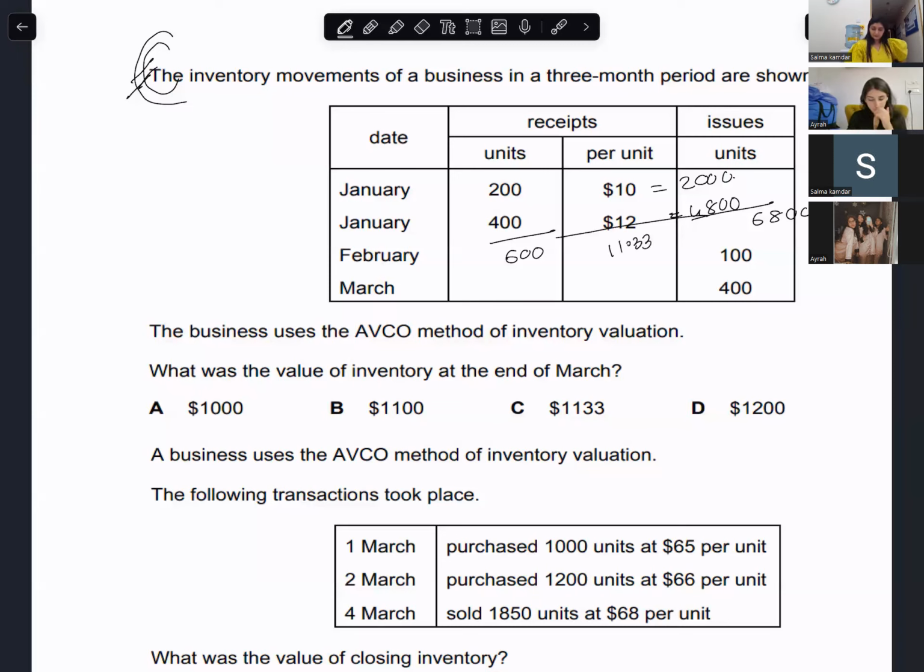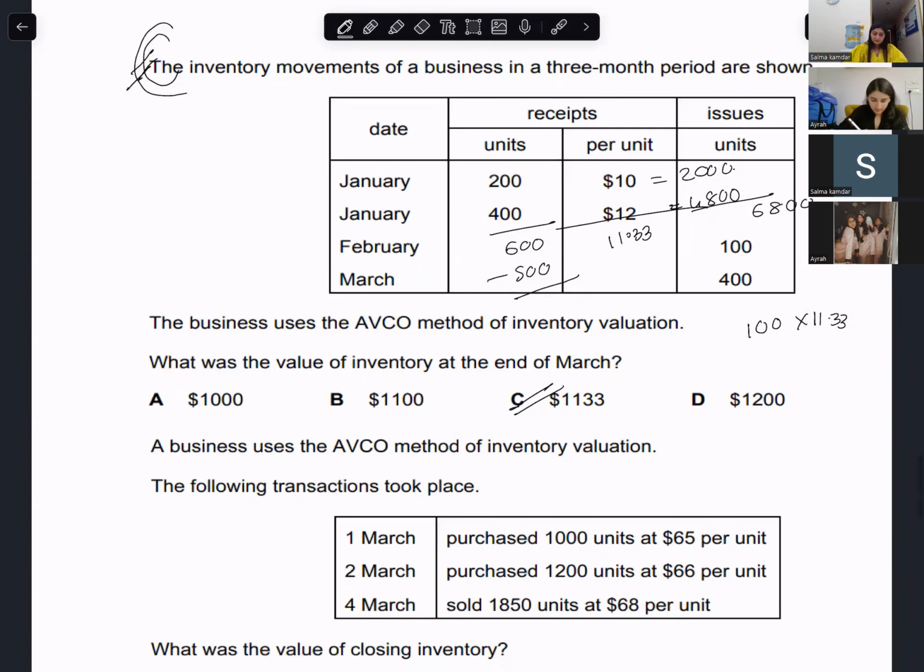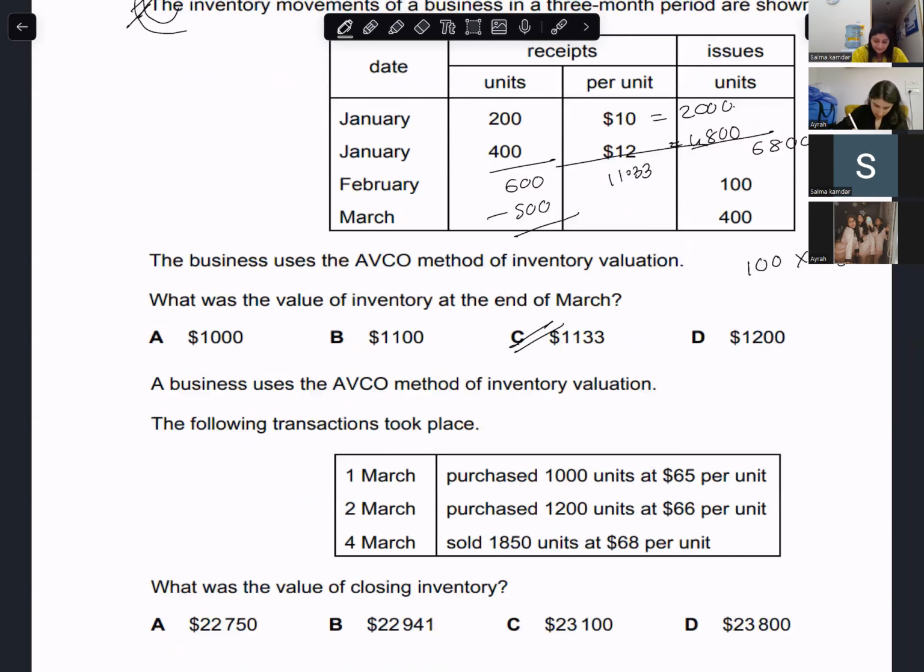Then after that, you'll minus 100, so total 500 units. Yeah, 500. So you have 100 units left, into 11.33. So what is the amount? 100 into 11.33. No. It's C. The answer is C. Okay. Next one.